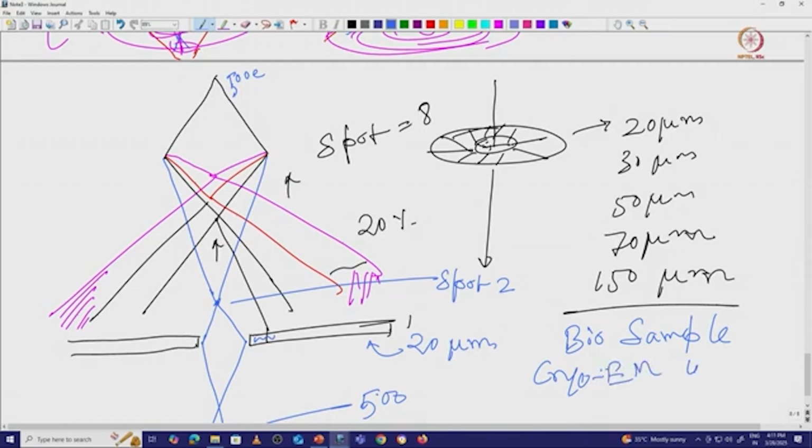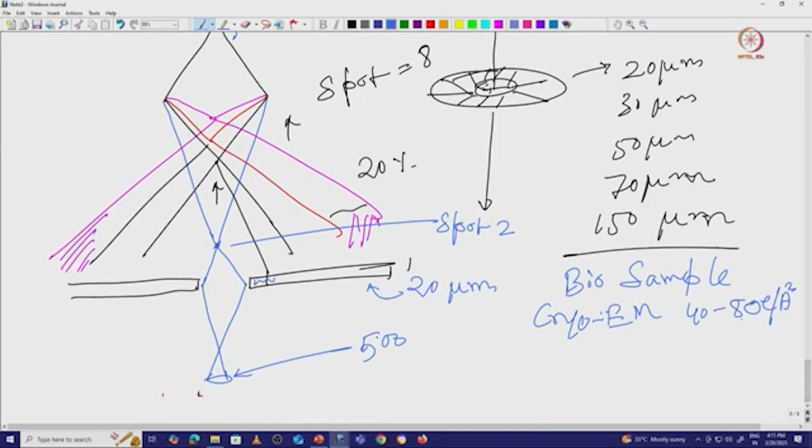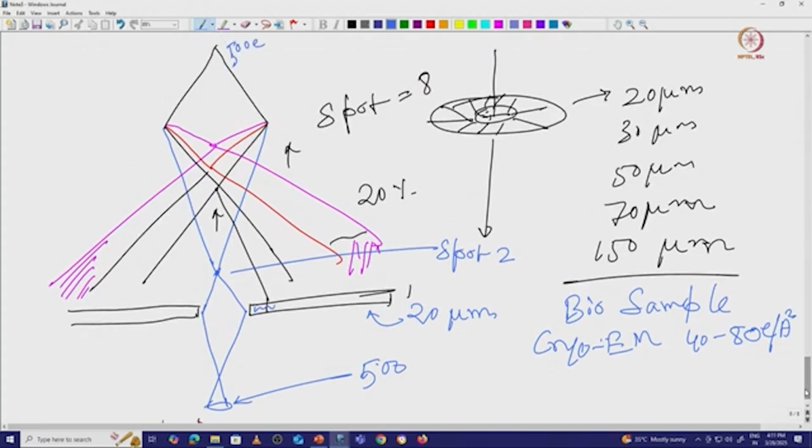generally 40 to 80 electrons per angstrom square is suitable. So I am talking about the total electron dose. If the total electron dose is this much, that will be suitable. If you are using more, that is going to damage the biological science sample. So what I was showing you here is that we have a total of 500 electrons, and all these 500 electrons are saturated here. So definitely for Cryo-EM, this is not a good spot size. We need something like that.